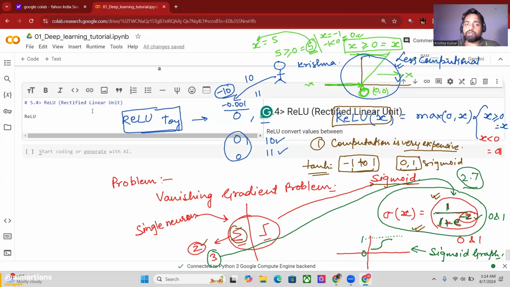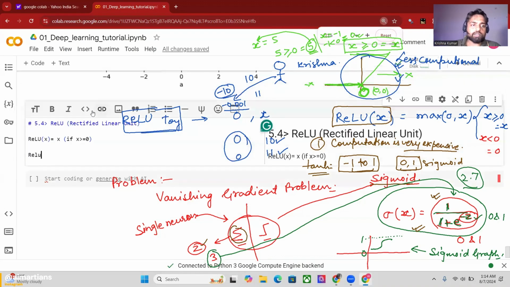So let's say ReLU is a function. It simply returns x if x is greater than or equal to 0. In that case, it will return x.